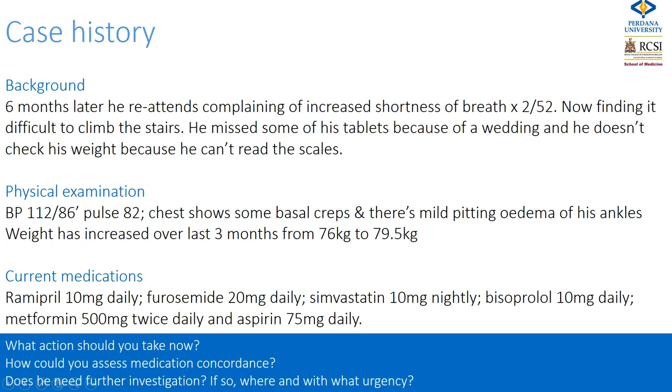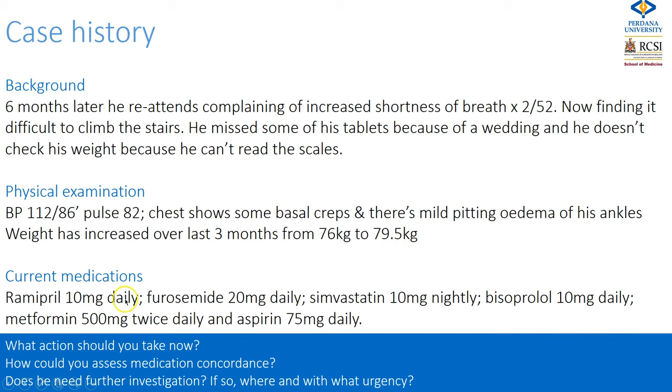Let's go back to our case history. This man, aged 79, comes back to you 6 months later, complaining of increased shortness of breath for about 2 weeks. He's not finding it difficult to climb the stairs. He missed some of his tablets because of a wedding, and he doesn't check his weight because he can't read the scales. On examination, his BP is 112/86, his pulse is 82, his chest shows some basal creps, and mild pitting edema of his ankles. His weight has gone up over the last 3 months from 76 to 79.5 kilos.